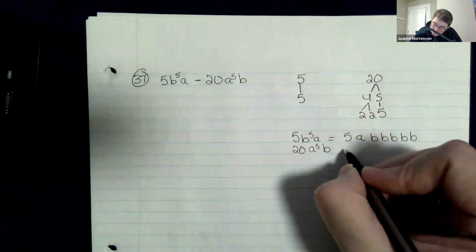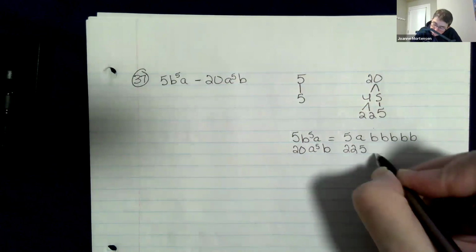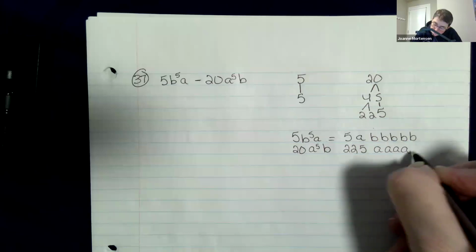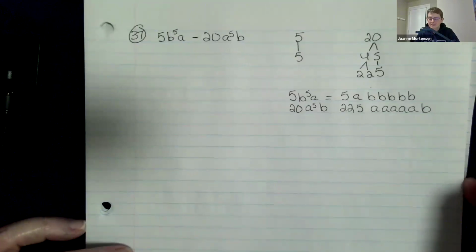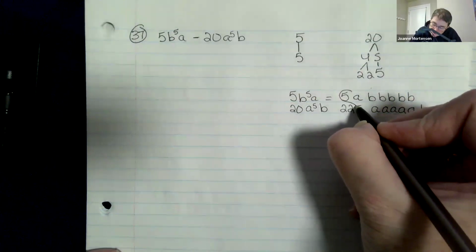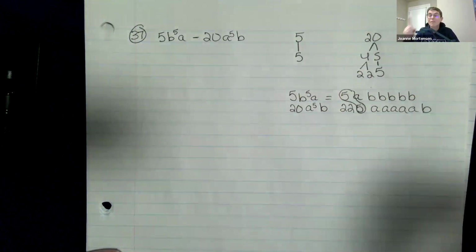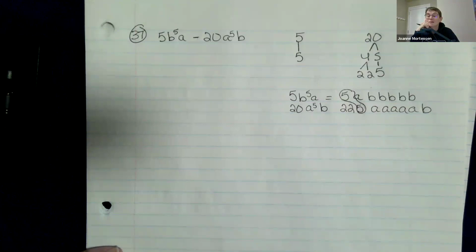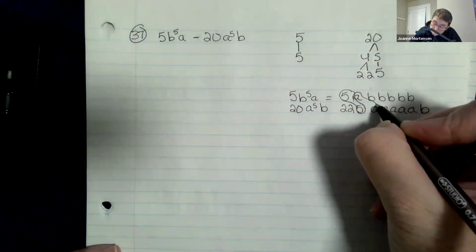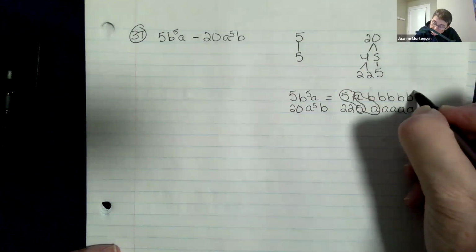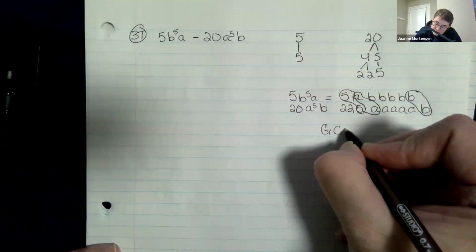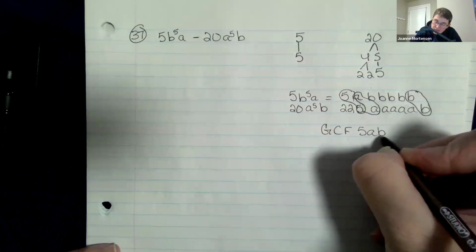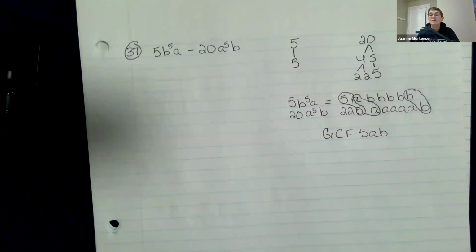So 2 times 2 times 5. And then 1, 2, 3, 4, 5. And the B. This is more fun. This is interesting, so check it out. We got a 5. But what else is common? There's an A that's common, and there's a B that's common. So my greatest common factor is 5AB. Ta-da! That's cool, right?